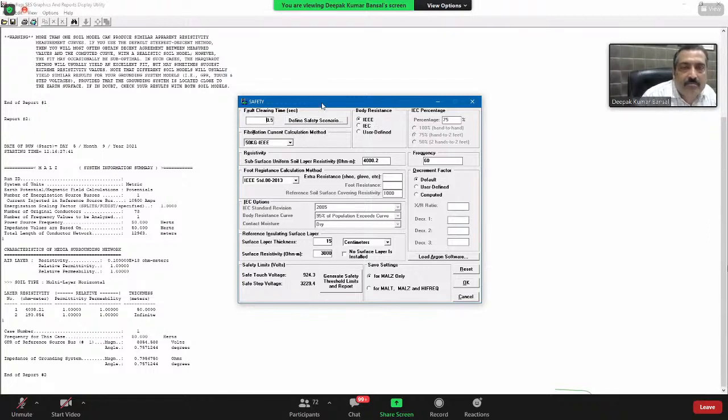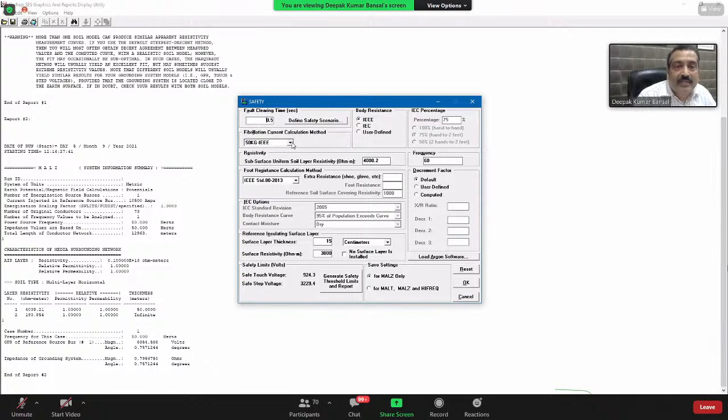As per standards, for conductor sizing we use 1 second, and for touch and step voltages for safety parameter calculation we take 0.5 seconds as the fault clearing time. Generally fault clearing time is very less. It should be less than 0.2 seconds, or less than 0.1 second in the best case, but we take 0.5 as a standard fault clearing time.